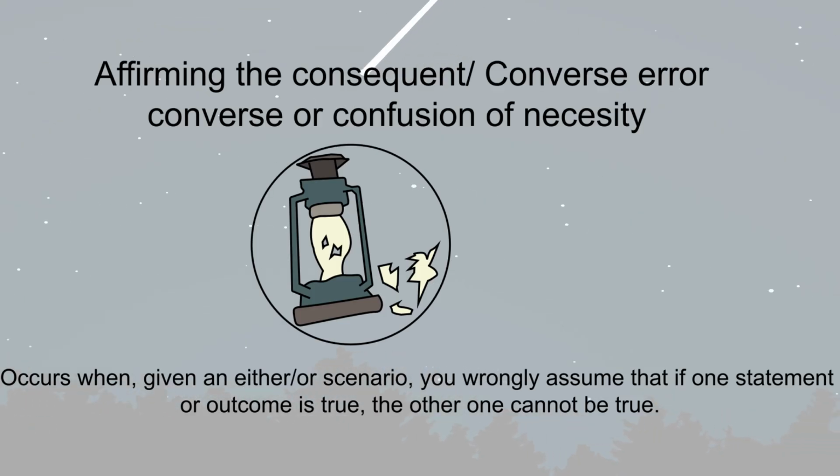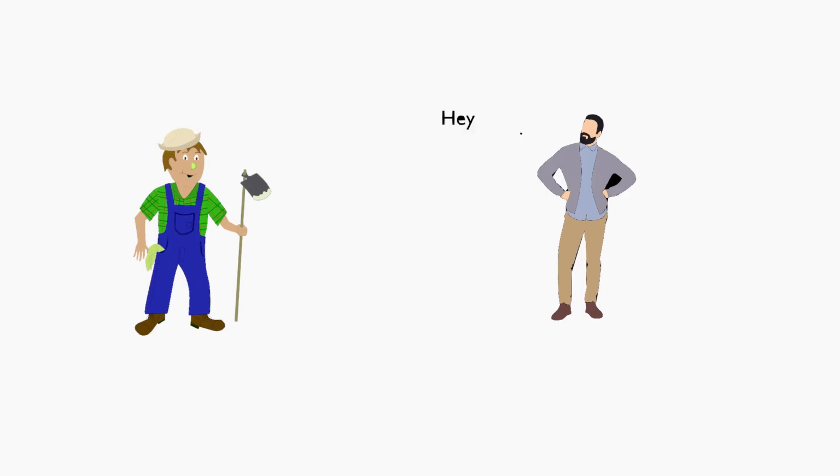Affirming the consequent occurs when a person draws the conclusion that if the consequent is true, then the antecedent must also be true. Example, he lost his job, so he must be broke.